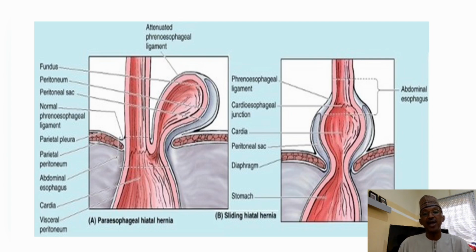and then it causes what we call sliding hernia or paraesophageal hernia. And so if this happens, the person must undergo an operation to push back that portion of the stomach that herniates into the thoracic cavity. It is going to be pushed back into the abdominal cavity. And this is one of the congenital anomalies affecting the stomach.